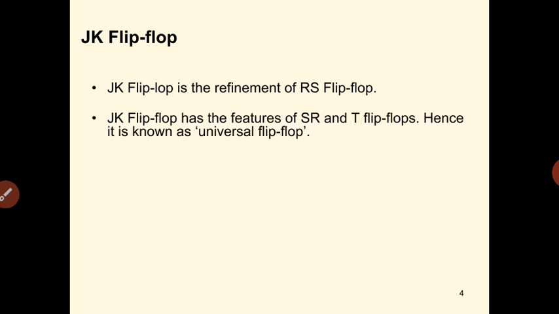The JK flip-flop has the features of SR and T flip-flops as well, hence it is known as the universal flip-flop. The truth table of the JK flip-flop includes both the truth tables of SR and T flip-flops. That's why the JK flip-flop is also known as the universal flip-flop. That means with the help of JK, I can implement the SR flip-flop as well as the T flip-flop.